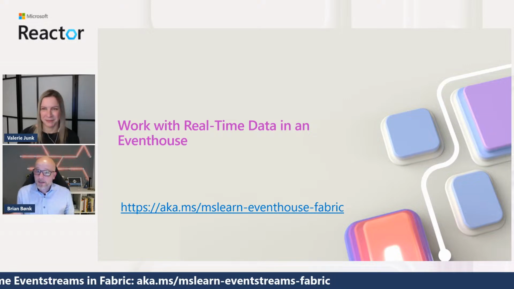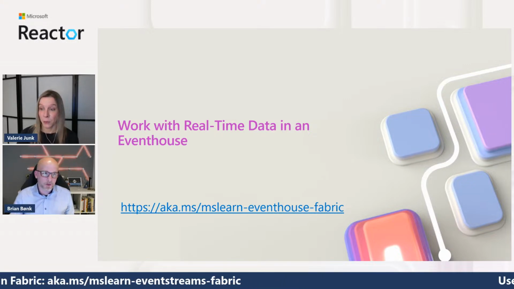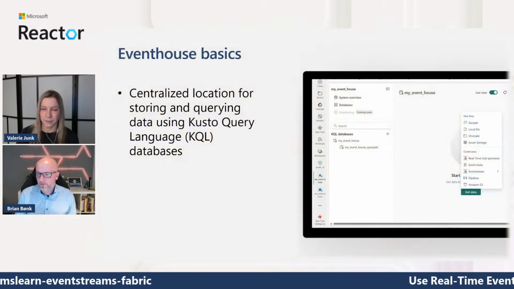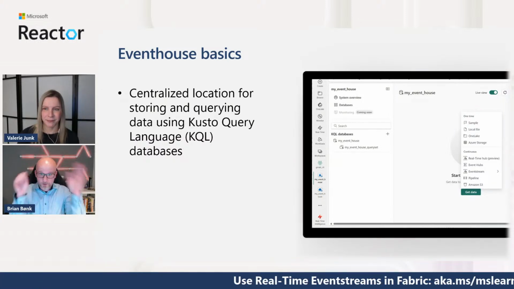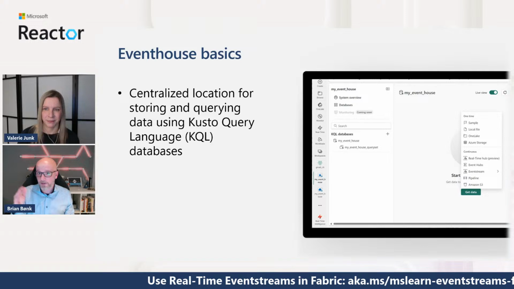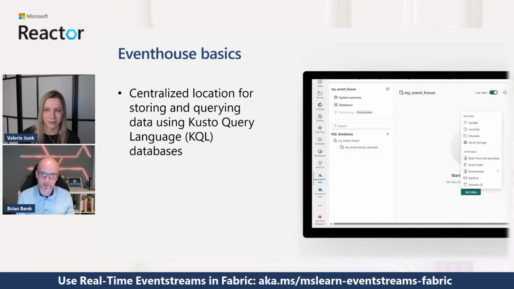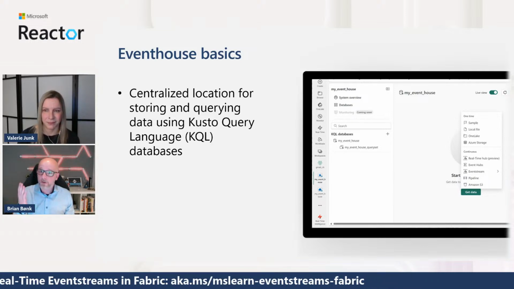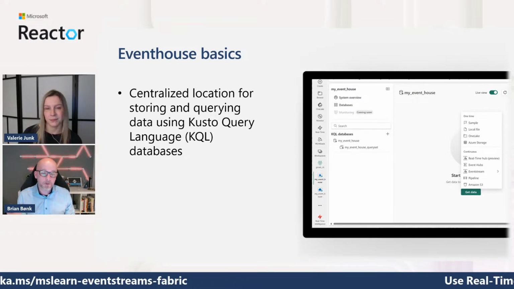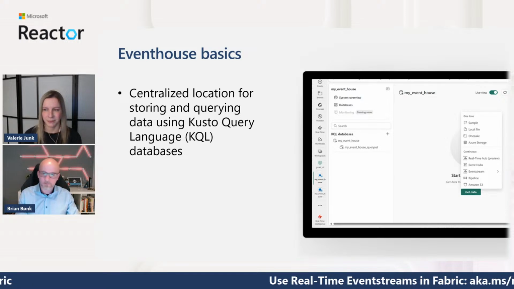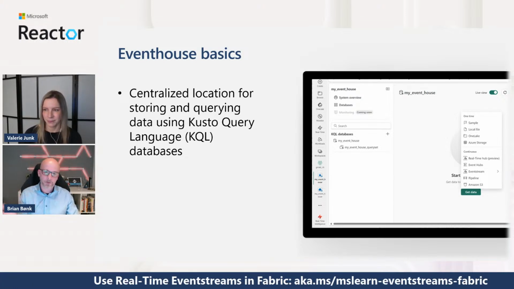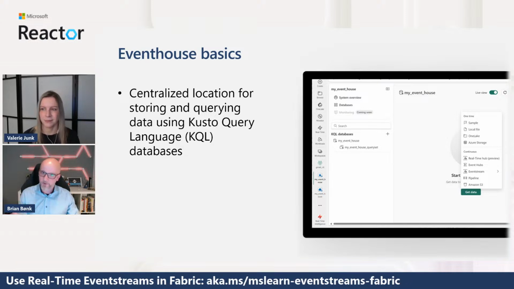Working with real-time data in Event House. Now we get into trouble, because it's not trouble, it's just different. The Event House is your server for your data, and underneath each Event House there's at least one database. That database is called a Kusto Query Language database, KQL database, which is the physical object where you are storing your data. And it is stored in tables. There's nothing new there. The storage method, the storing approach, is just different than in a SQL Server.